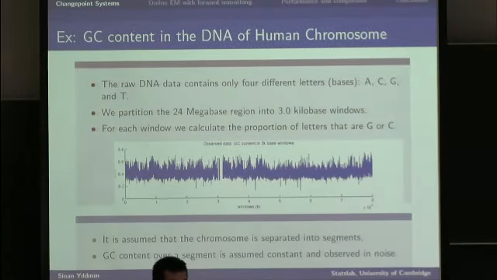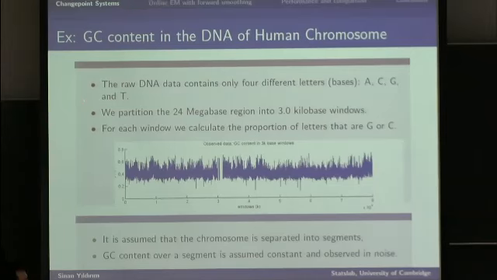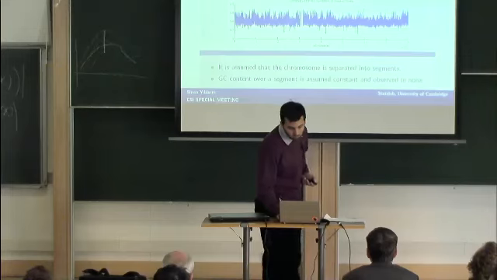Here's a real-life example where we use changepoint systems: the GC content in the DNA of a human chromosome. As you know, the raw DNA data contains only 4 different letters. Here, we partition the 24 megabase region into 3 kilobase windows, successive windows, and for each window we calculate the proportion of letters that are G or C, and we get such a plot. It is assumed that the chromosome is separated into segments, and the GC content over a segment is assumed constant and observed in noise. So it suitably fits a changepoint system.